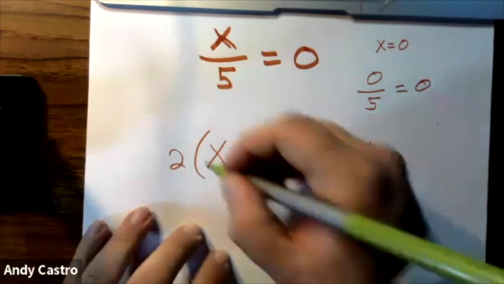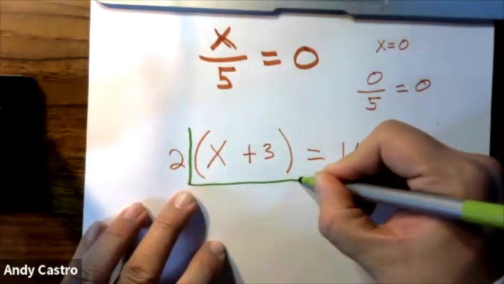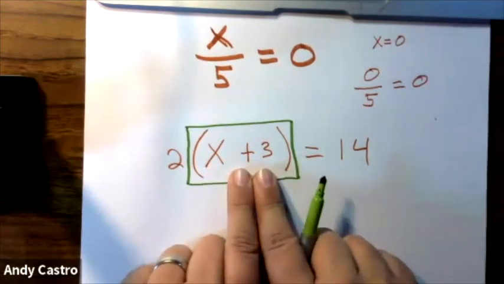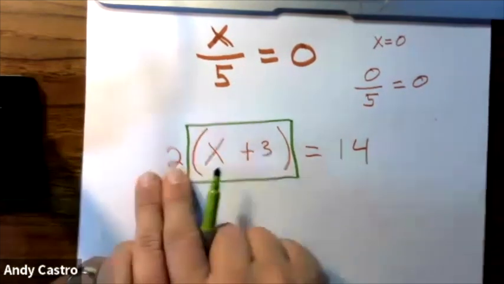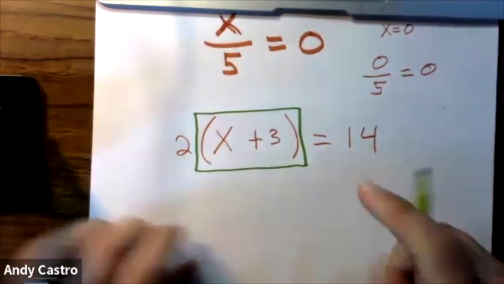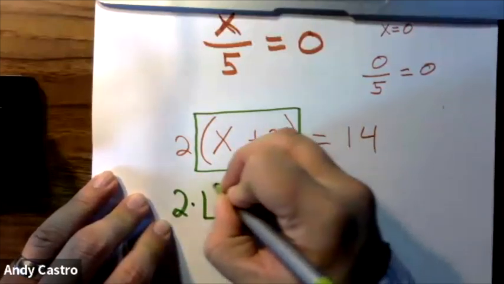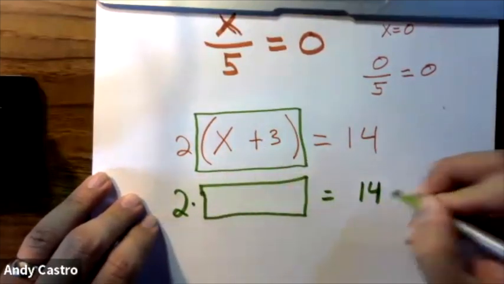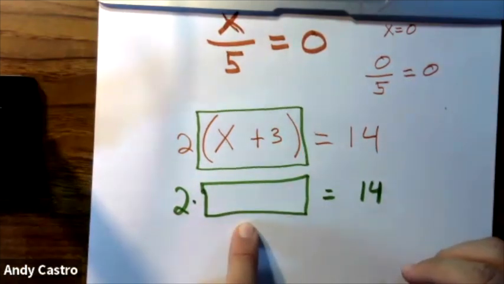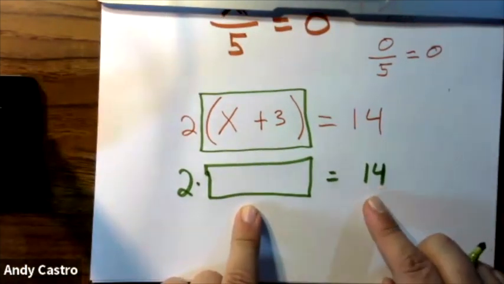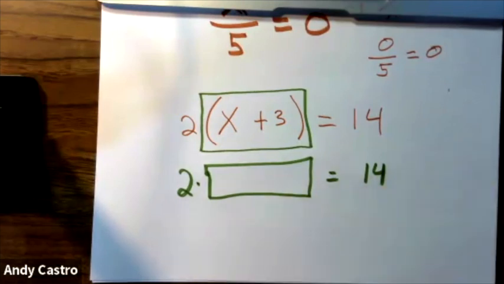So I'm going to do the same thing. I'm going to draw a box around this because I know that whatever's in the parentheses is going to end up being one number. Then that times 2 has to equal 14. So I'm just going to write 2 times the box equals 14. Please message me what number has to be inside the box.